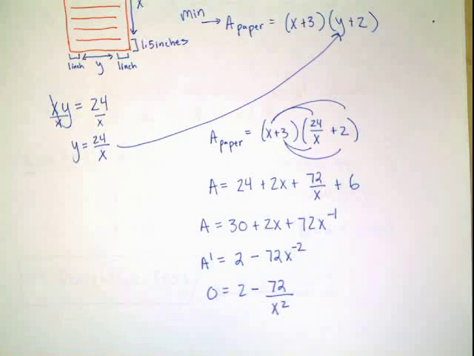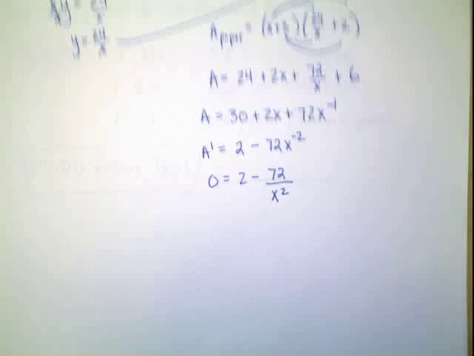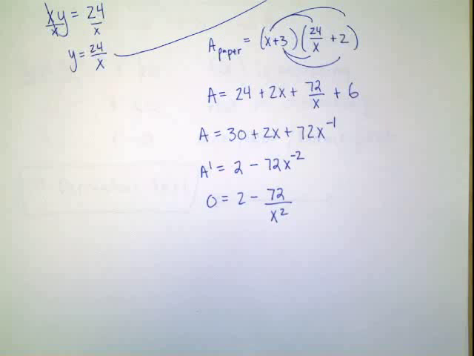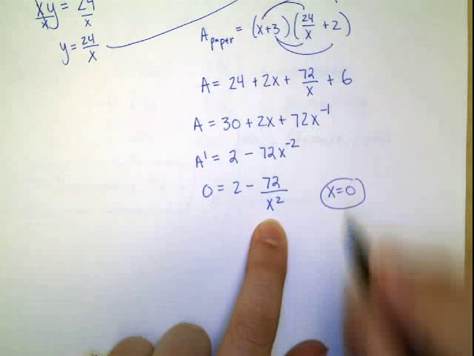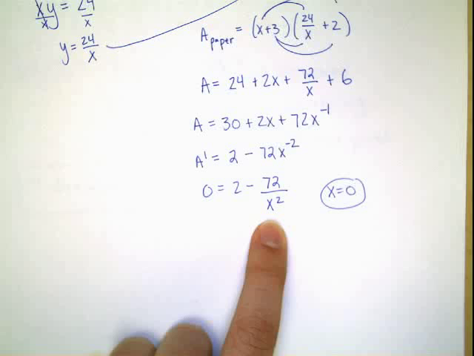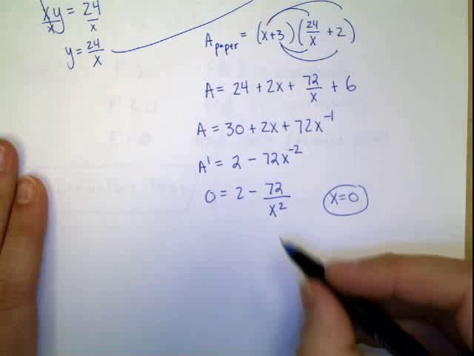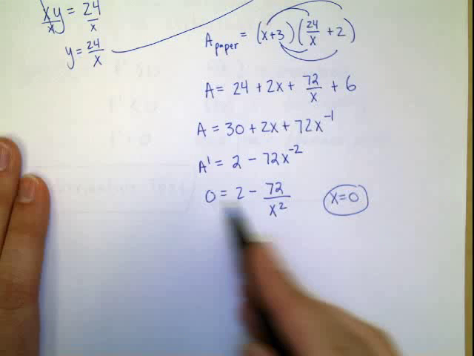I'm going to get rid of that negative power. And so this is the thing we're going to solve. We're looking for critical numbers. First of all, if x equals 0, you're going to have d and e in this fraction. So that's a critical number. That's one answer.